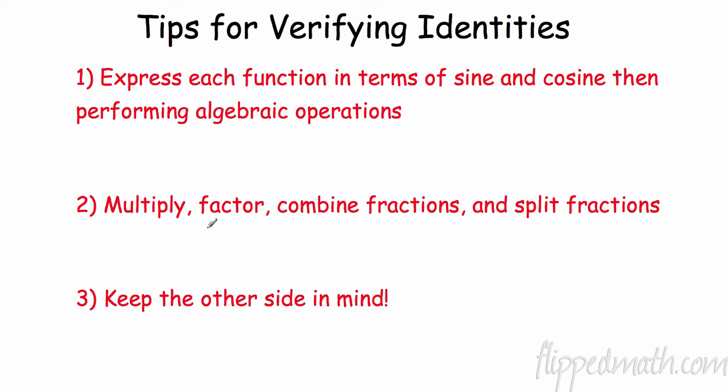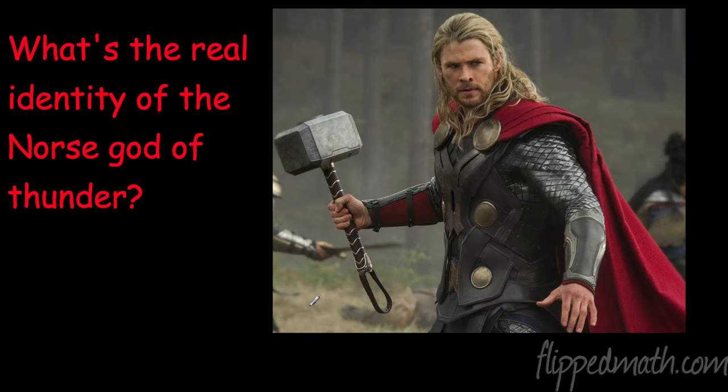Tip number 2, multiply or factor, combine fractions, or split fractions. All right, combining fractions, maybe you have to get a common denominator. Splitting fractions. Maybe you have x over y equals z, and you split it: x over z plus y over z. And you'll see, we'll do one in a minute, how this is actually very handy and comes in quite helpful. And the other thing is always keep the other side in mind. All right? You want to know where you're going in order to know how to get there. So let's take a look.